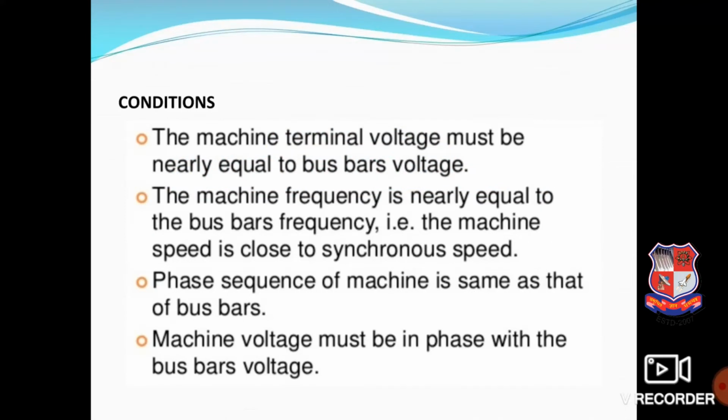For making an alternator synchronized with infinite bus bars, we have to satisfy some conditions. The terminal voltage of the incoming machine, or you can say alternator, and the bus bar must be the same. The frequency of the incoming machine and bus bar must be the same. The phase sequence of the incoming machine and bus bar must be the same. The phase difference between the same phases of the incoming machine and bus bar must be 0.